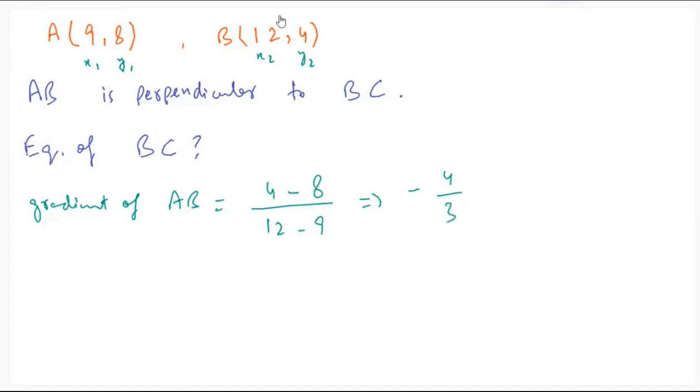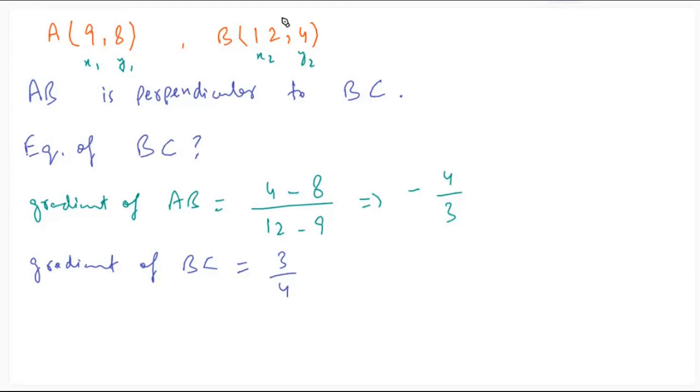Okay. क्योंकि AB और BC perpendicular है, तो हमें पता चल गया कि जो BC का gradient होगा, that is negative reciprocal of this. अब minus 4 over 3 का negative reciprocal क्या आएगा? That is 3 over 4. ठीक है? Yes, exactly, Manahil. That's exactly the process that we have to follow.